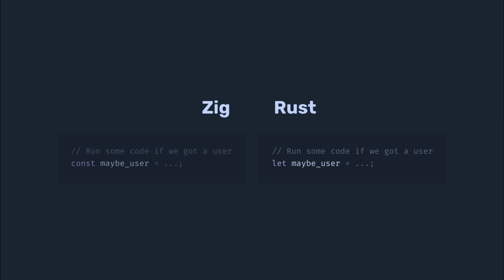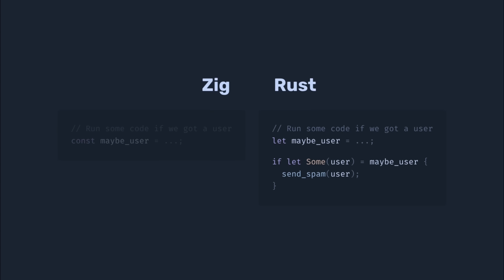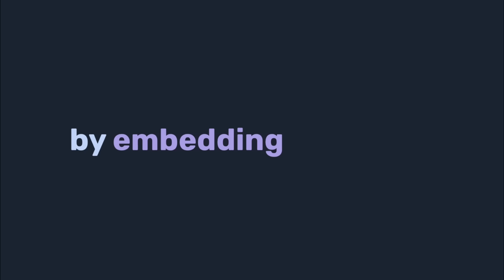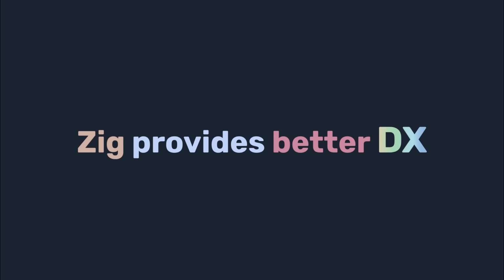Lastly, if we want to have an if statement doing something in case there is a value, in Rust we have if let syntax for that, like this. In Zig, there's also additional syntax for the plain if, but it's much cleaner. Okay, so by embedding optionals into the language, Zig is able to provide better usage ergonomics. There is a similar thing in error handling, but first, let's check another topic.